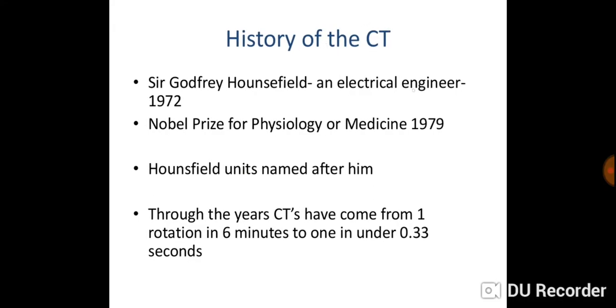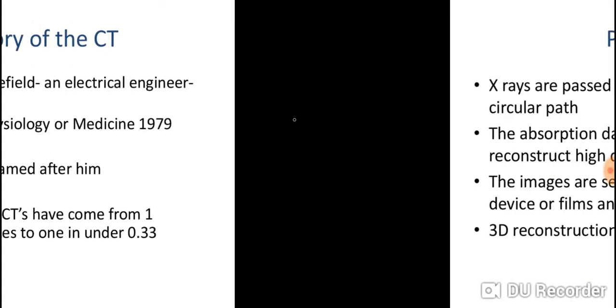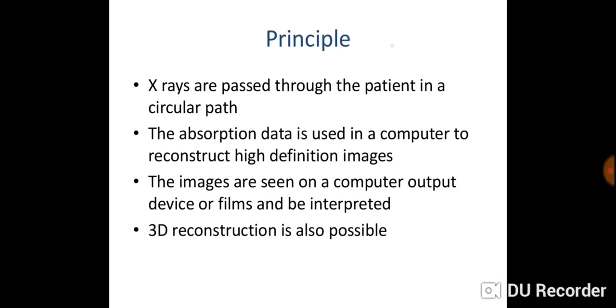Electrical engineer Godfrey Hounsfield came up with the idea and the machine of the CT scan. He won the Nobel Prize. There are Hounsfield units that are named after him. We'll get to that in a little while. The principle is that of an X-ray. In a circular path, X-rays are passed through a patient, and then you get a high-resolution scan, interpreted by a computer in a 3D or similar form.